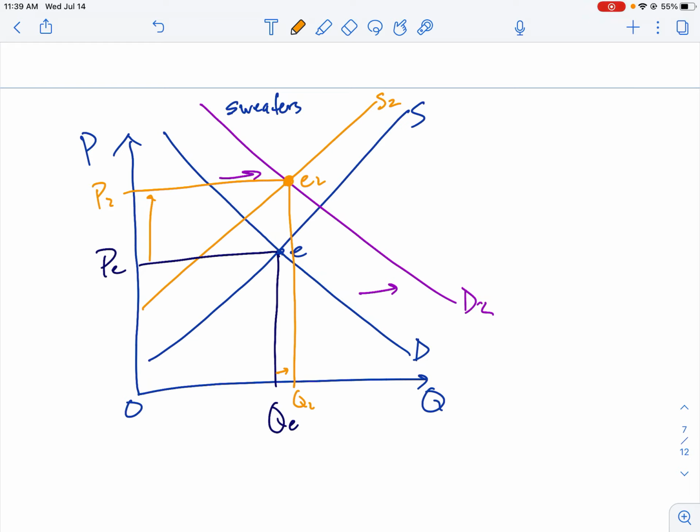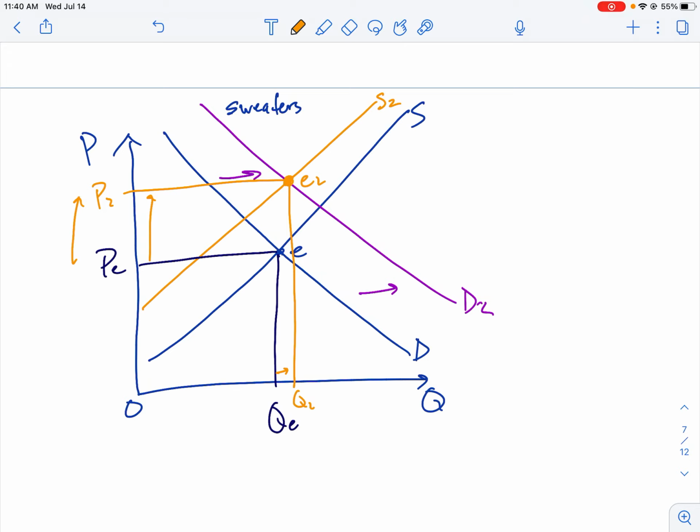So notice when demand increases, that pushes the price up. When supply decreases, that pushes the price up. So when both of those happen, it's not surprising then, right, that the price goes up. Notice that by itself, when demand increases, that increases the equilibrium quantity. But when supply decreases, that tends to decrease the equilibrium quantity. And so the net of those could go either way.